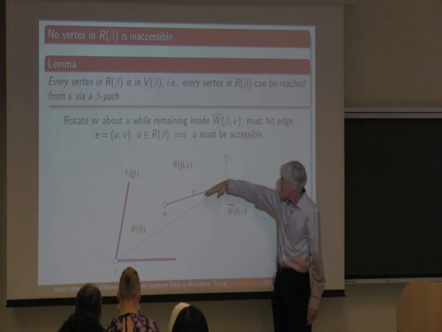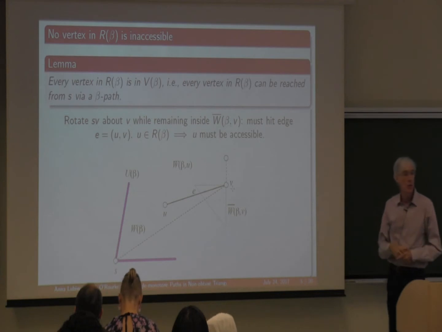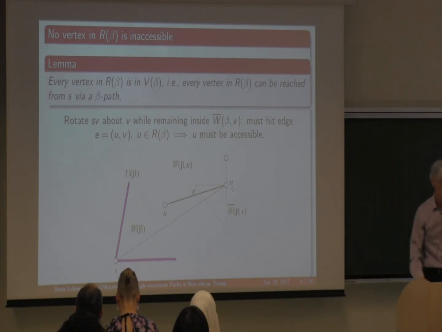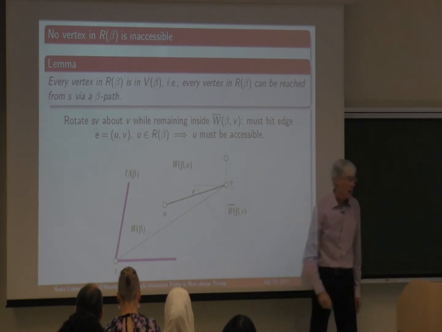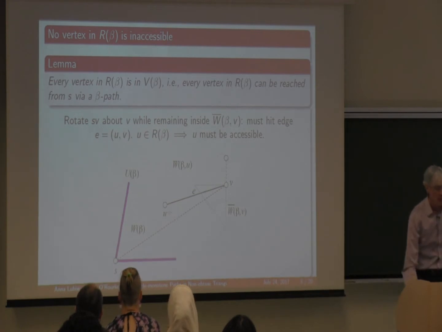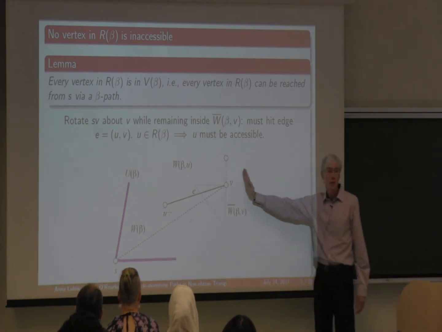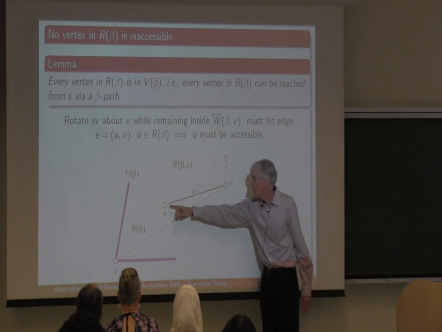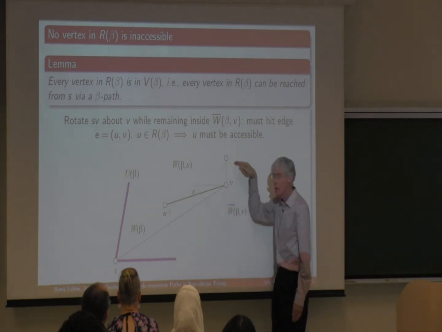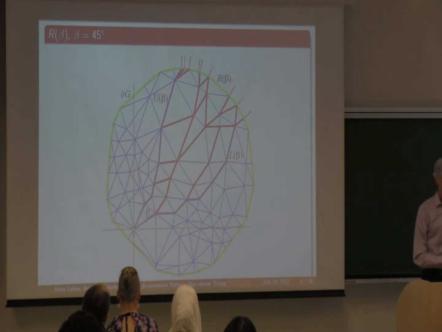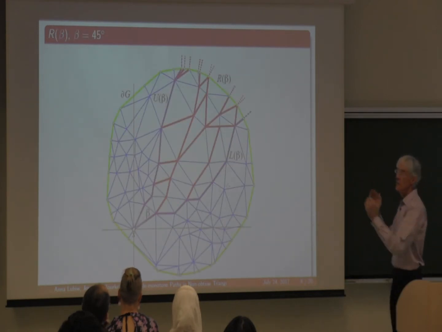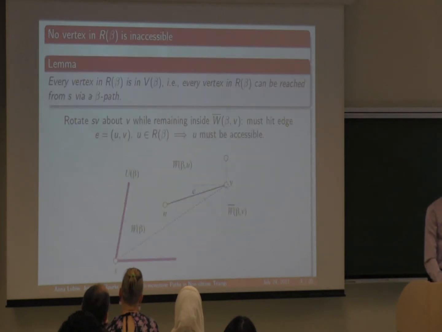If this is not an edge, rotate this S about V until you bang into some edge, which you'll have to do because this is a non-obtuse triangulation. And then you fall in this negative wedge. And now look at U. It can't be inaccessible because this was the leftmost inaccessible. And since this is accessible and it's in this reverse wedge, then it fits in the positive wedge, and that contradicts the assumption that this was inaccessible. And there's one more case which I'll leave out, but every vertex between L and U is accessible for one fixed beta.